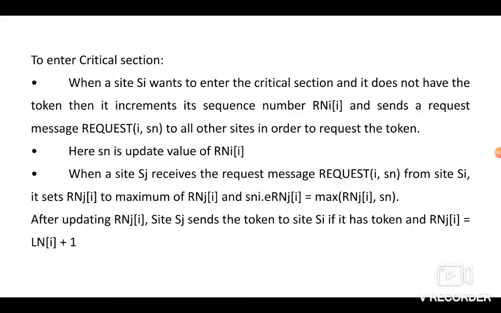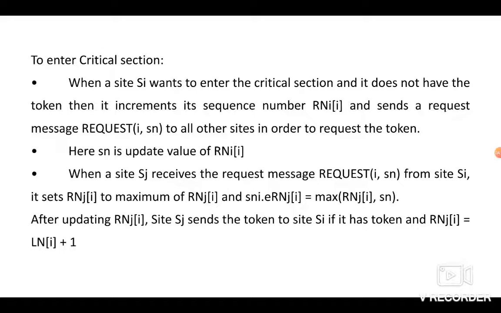When the other site Sj receives the critical section request message from the site Si, it sets RN j of i to the maximum of RN j of i and Sn of i. That is, it compares its sequence number and the received sequence number, and the maximum is taken. It sets RN j of i to that maximum value. After updating RN j of i, Sj sends the token to Si if it has the token, and RN j of i equals LN i plus 1. What is LN of i? It means the last executed number.